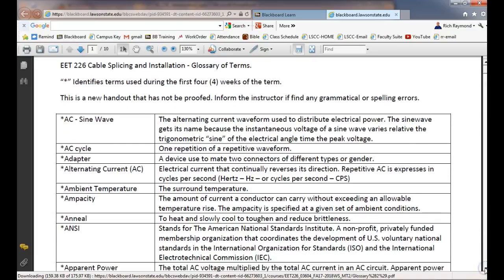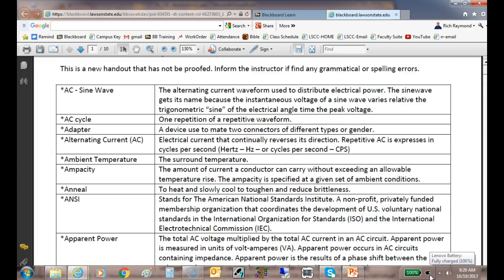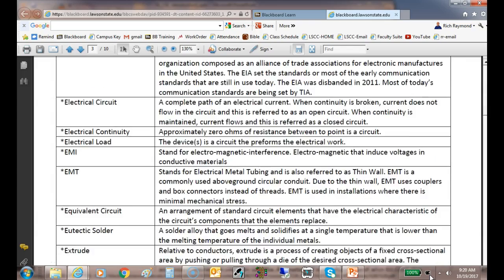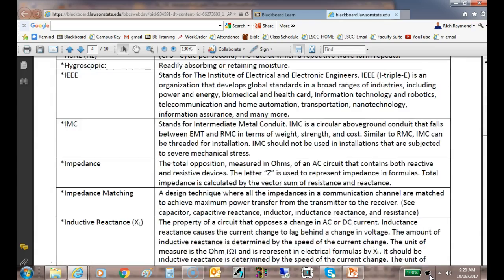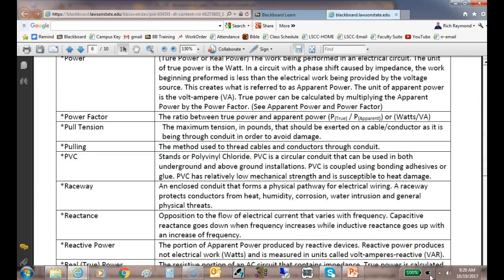And the way it's set up is basically the course is split into two sections. The first section is metal conductors. And then the second section is fiber optic conductors. So the first 4 weeks we do metal, the second 4 weeks we do fiber optics. And so that's the way the glossary is set up. So the first part is the terms that we would use in metal conductors. And then the second part is the terms that we use in fiber optics.